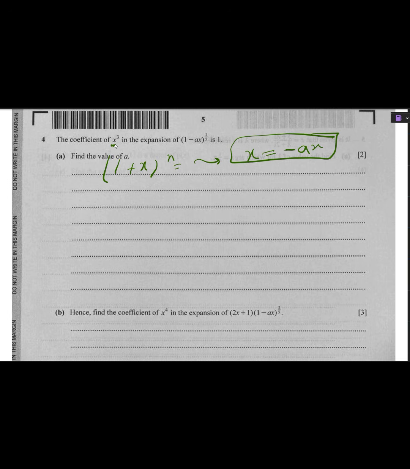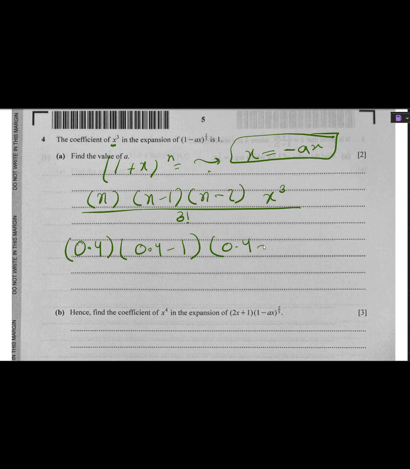So if you check the formula sheet, the way to do that would be 1 plus nx plus n into n minus 1 x square over 2 factorial plus n into n minus 1 into n minus 2 x cube over 3 factorial. So our n is 2 over 5. So 0.4 into 0.4 minus 1 into 0.4 minus 2 into minus ax cube. So minus ax whole cube here would be minus a cube x cube.